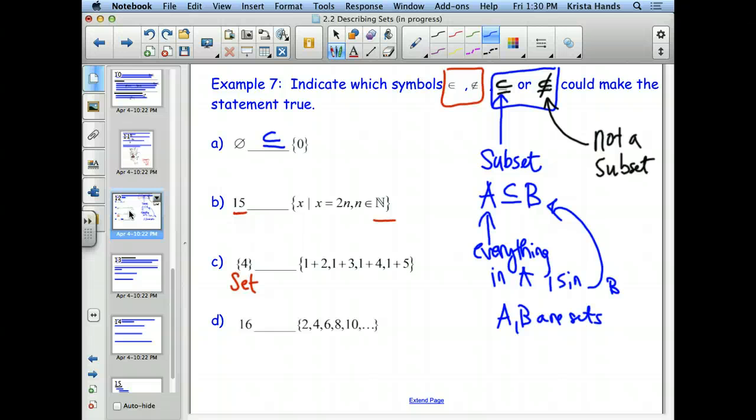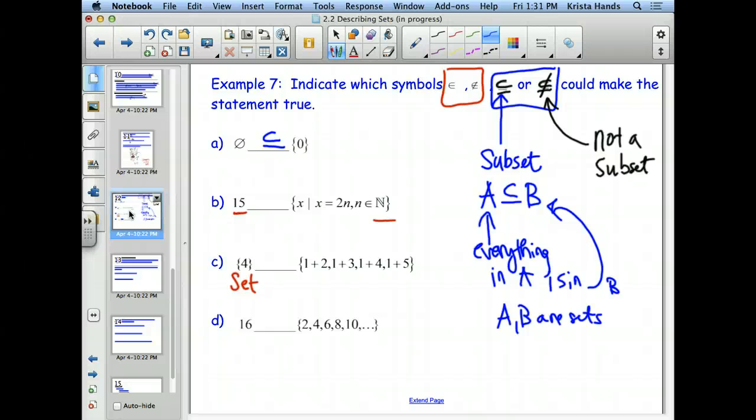All right, the second one, part B. What's going on in part B? The left side is an element. Let me start with what you just said there at the beginning, Shelby. The left side is an element. So what's wrong with that?